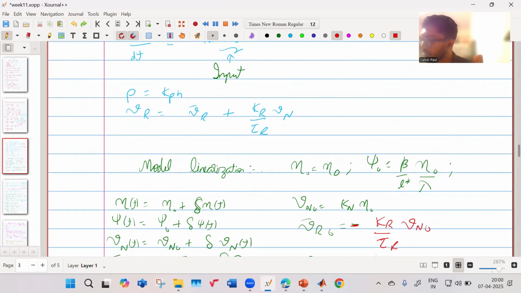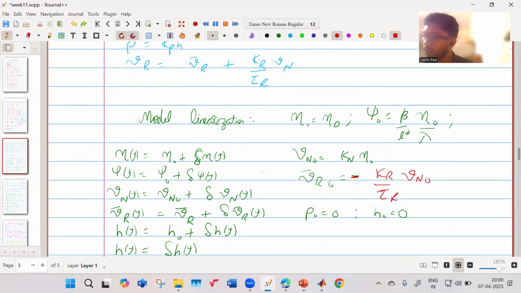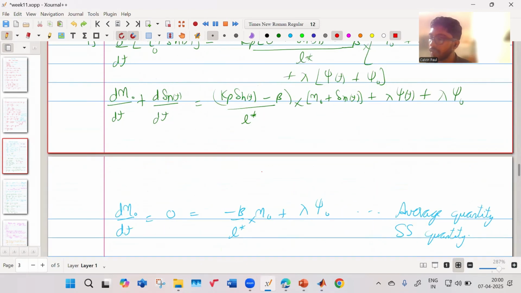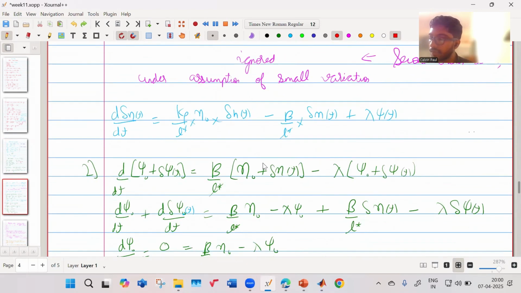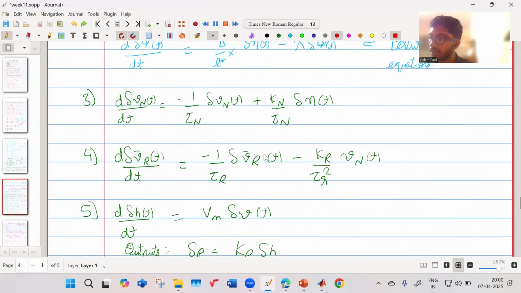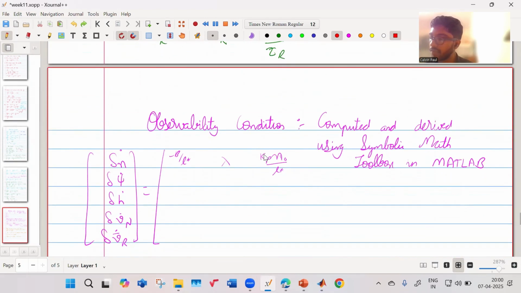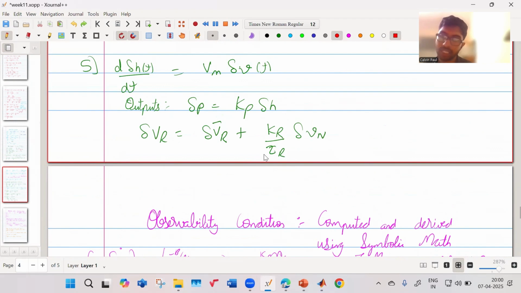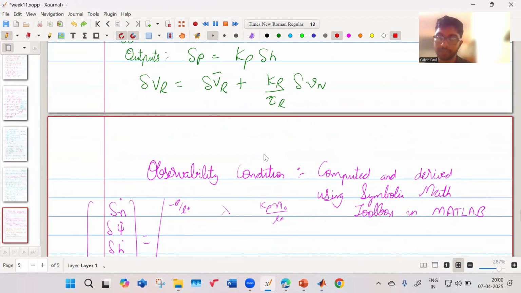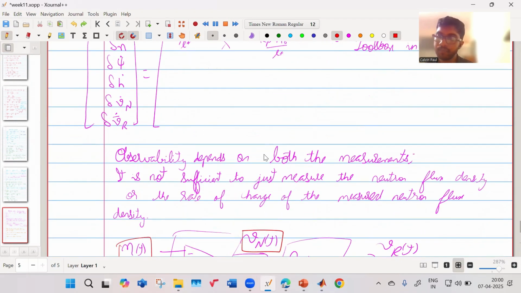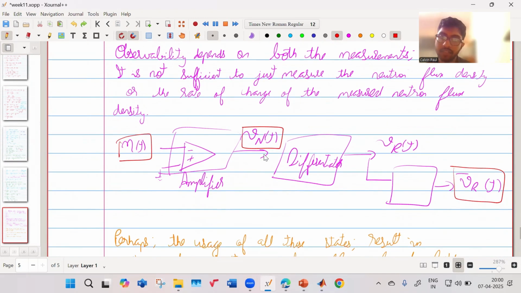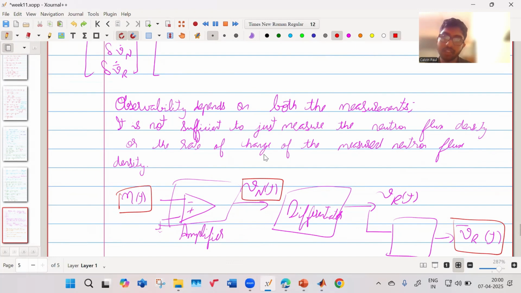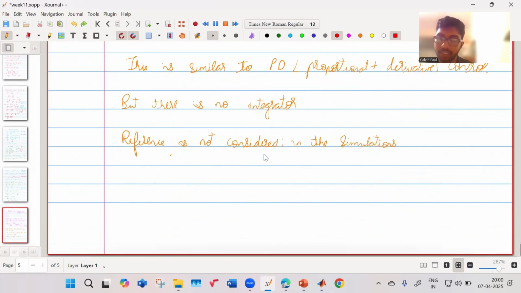Model linearization is performed. Because it is a non-linear model, we find a linearized model around the steady state operating point. Based on that, the controllability condition was checked and the observability condition also was checked. We checked it in MATLAB and saw that observability depends on both the measurements, and it is not sufficient to just measure the neutron flux density or the rate of change of the measured neutron flux density.